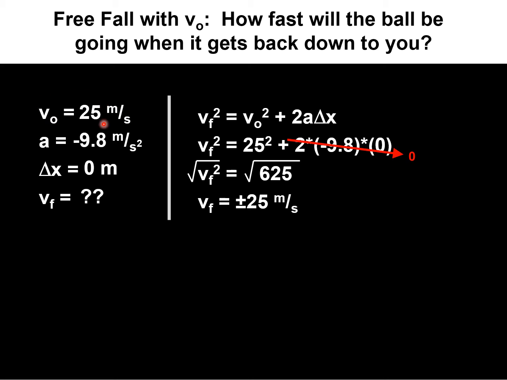So the question is, was the initial velocity 25 meters per second for that positive 25? Yes, it was. Was the acceleration negative 9.8 at the beginning? Yes, it was. Was the displacement 0 at the beginning? Yeah, it was. But we're not really concerned about that because if you think about this, this is a parabola. It goes up and comes back down. So we're more interested in the negative answer. The final velocity is going to be negative 25 meters per second. So it goes upward and then comes downward, and then the final velocity when it's coming back downward is negative.